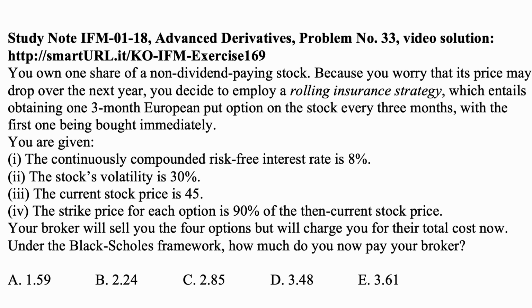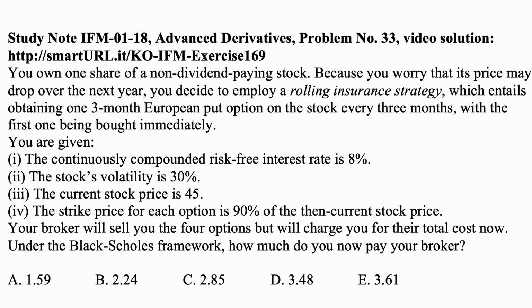Here's a problem for today for exam IFM, Investments in Financial Markets. You own one share of a non-dividend paying stock. Because you worry that its price may drop over the next year, you decide to employ a rolling insurance strategy, which entails obtaining one 3-month European put option on the stock every 3 months, with the first one being bought immediately. You are given that the continuously compounded risk-free interest rate is 8%.